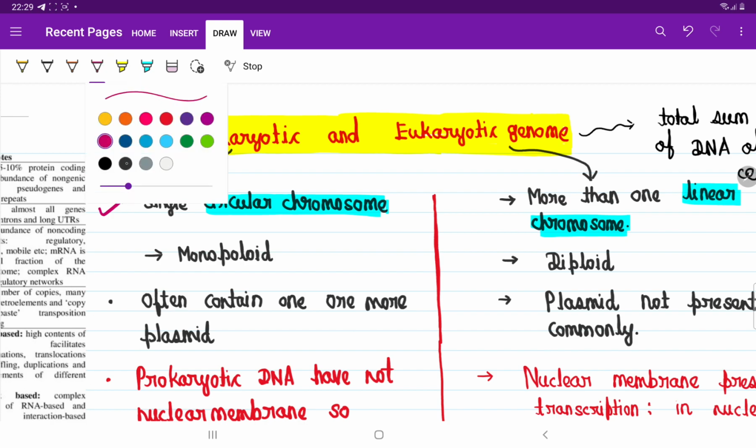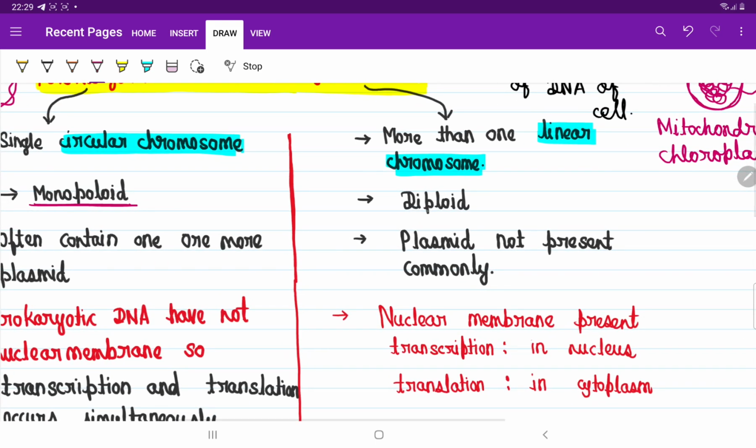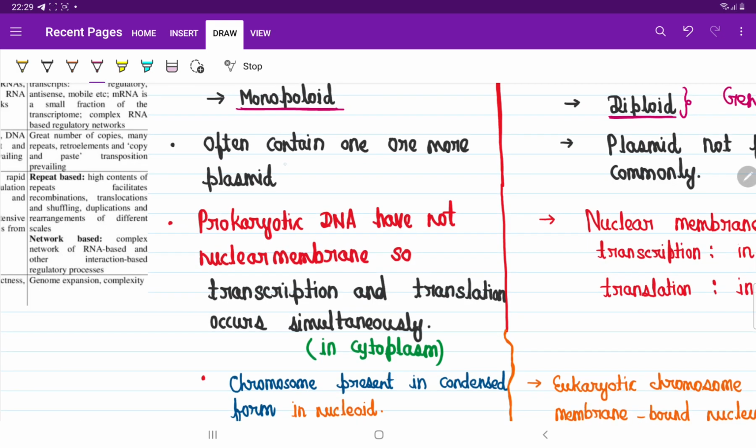And then we observe that the prokaryotic chromosome is monoploid, only one set of each gene is present. Eukaryotes are diploid, they actually have two sets of one gene. For each chromosome they have two copies. So one gene has how many alleles? Two alleles, at least generally, since generally they are diploid. That means for one gene they have two alleles, and a total of two sets of chromosomes are present, and in those chromosomes DNA is present.